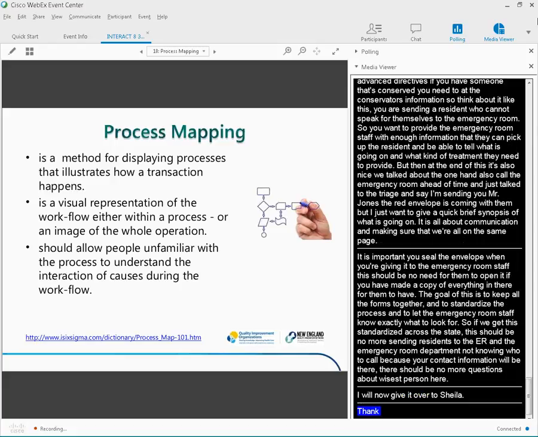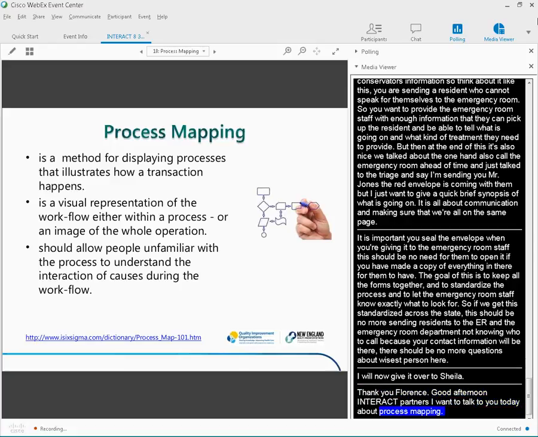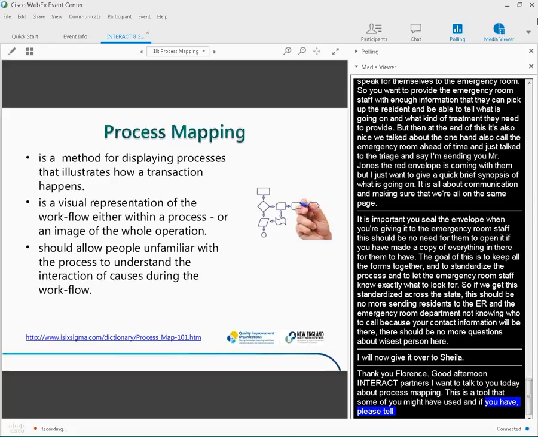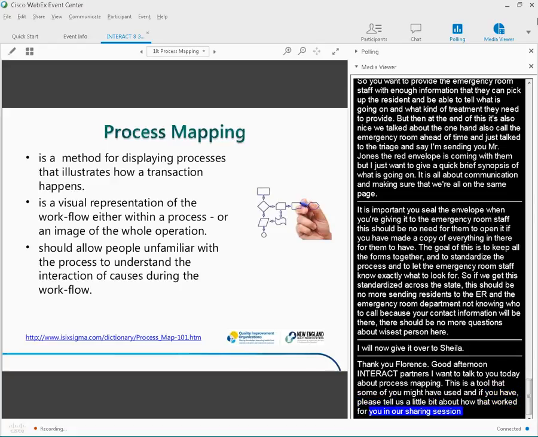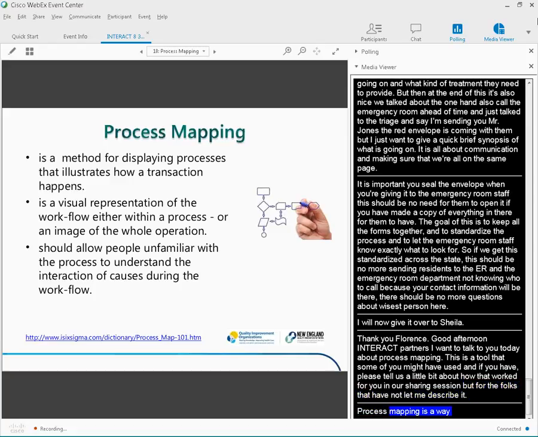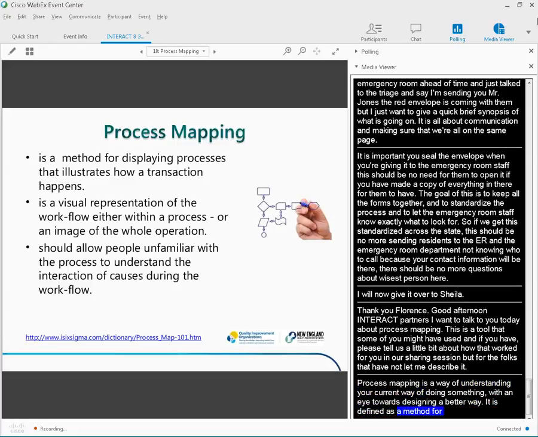I'd like to talk to you a little bit today about process mapping. This is a QI tool that some of you might have used, and if you have, please tell us a little bit about how that worked for you in our sharing session. But for the folks that haven't, let me describe it to you. Process mapping really is a way of understanding your current way of doing something with an eye towards designing a better way. So it's defined as a method for displaying processes and illustrating how a transaction happens.